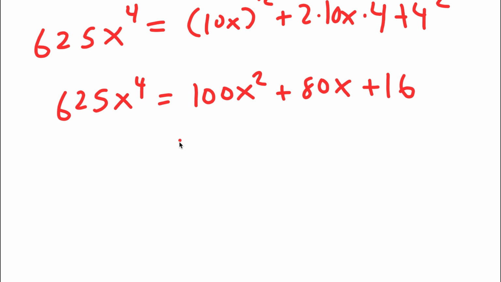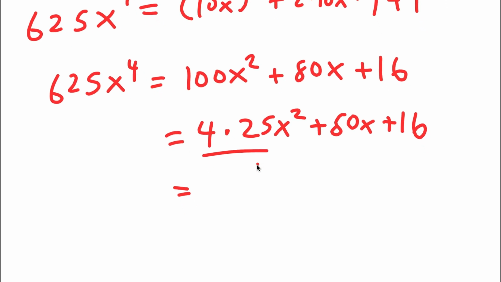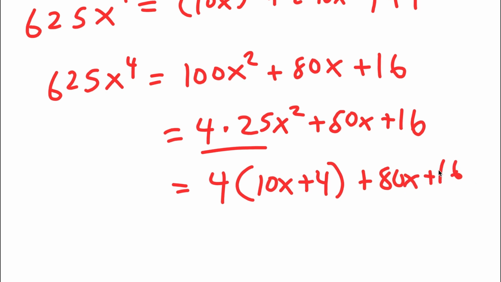And I can rewrite this as 4 times 25x squared plus 80x plus 16. And now notice how all of these terms are divisible by 4. But what I'm going to do is factor out 4 from this. So I get 4 times (10x plus 4) plus 80x plus 16.